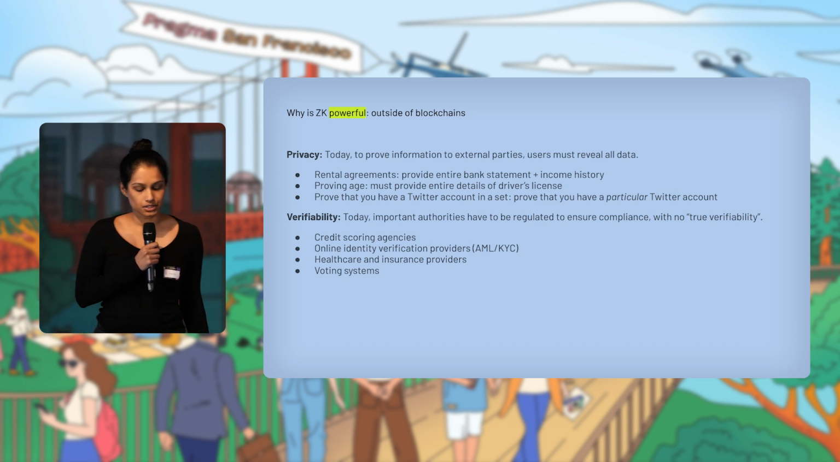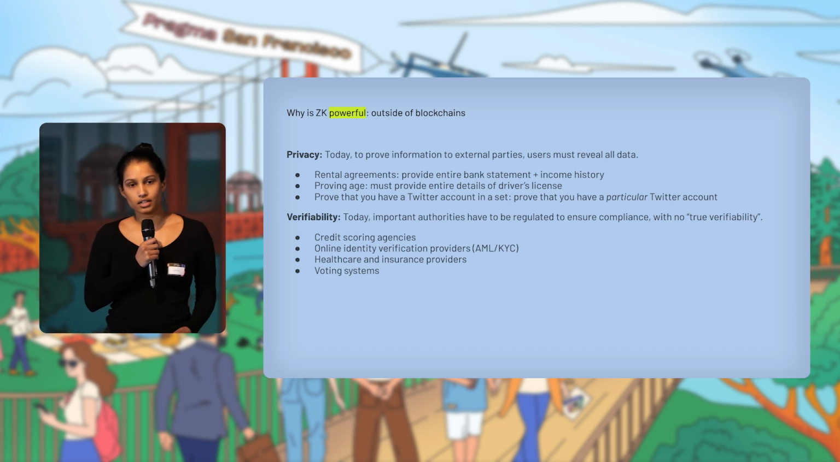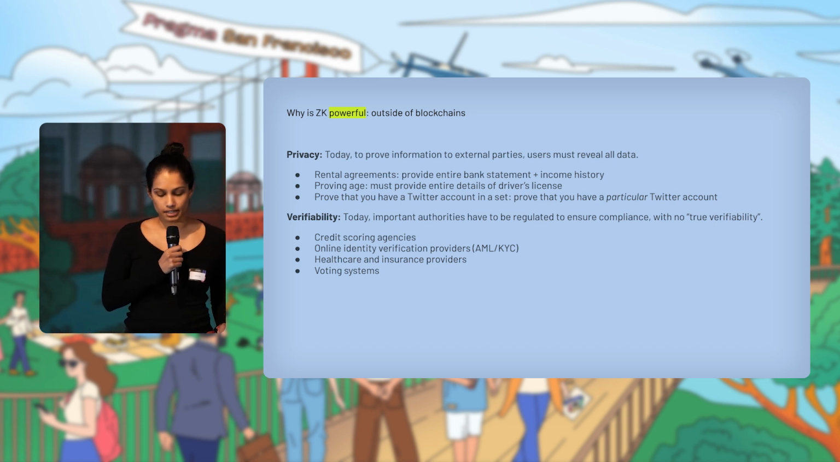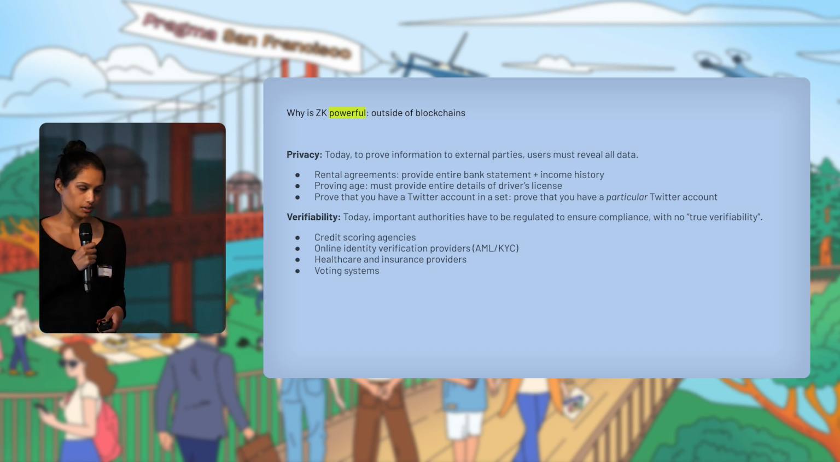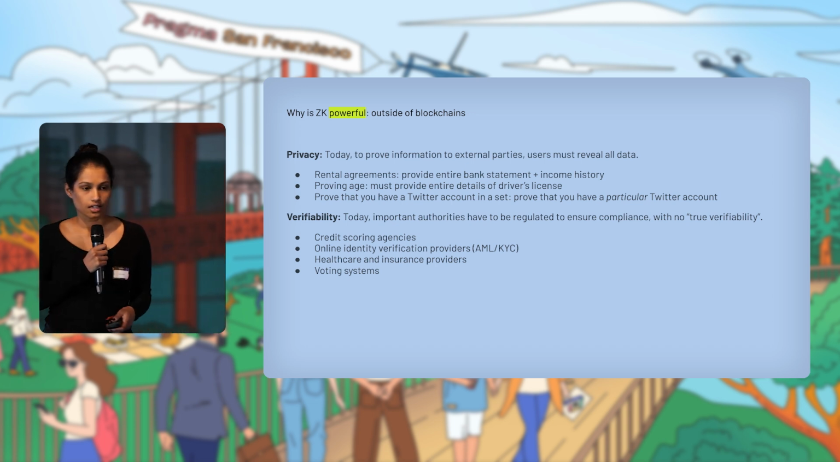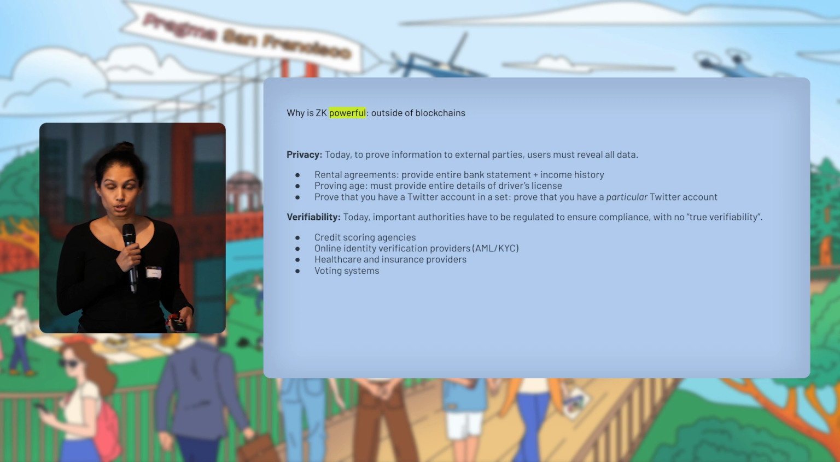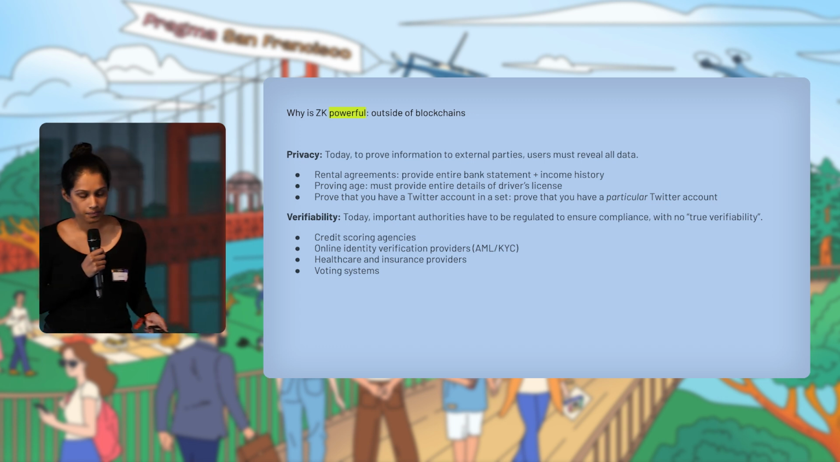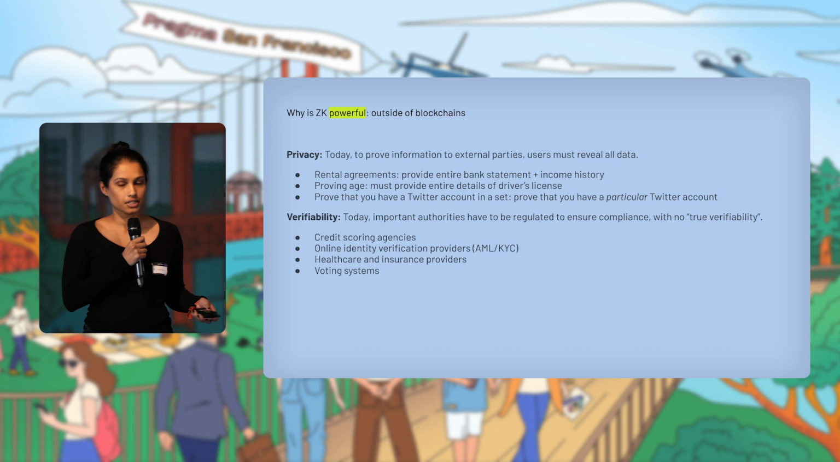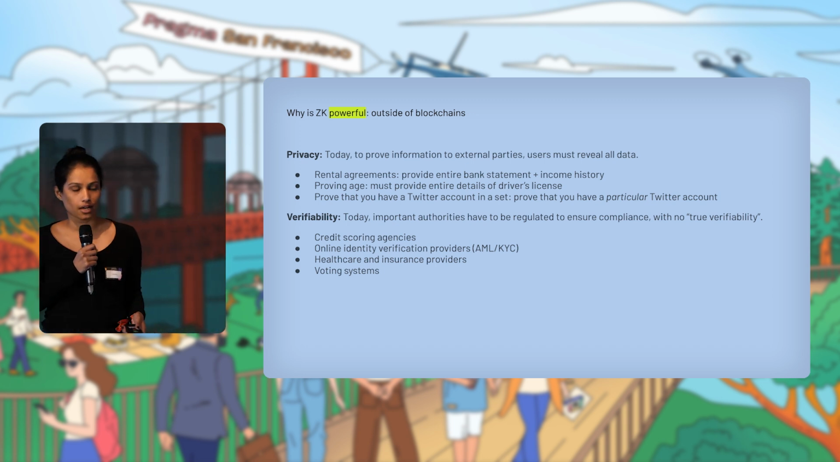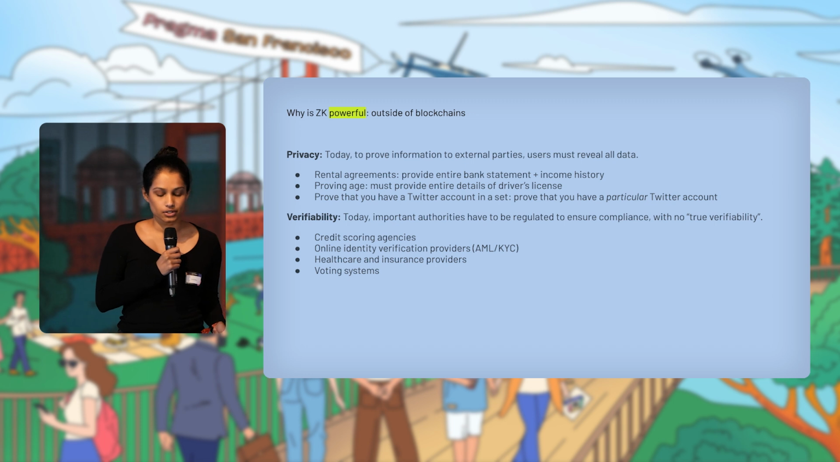Verifiability is also pretty interesting. So today, you have a lot of these agencies that have regulatory compliance, but they have no true verifiability. To give a concrete example, a credit scoring agency determines people's credit scores, which is super important for use cases like getting a mortgage or determining your interest rate. Today they can just update your credit score based on whatever information they want. There's no true accountability other than the government regulators stepping in.